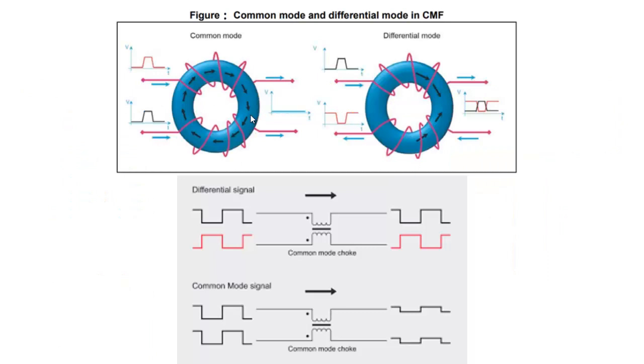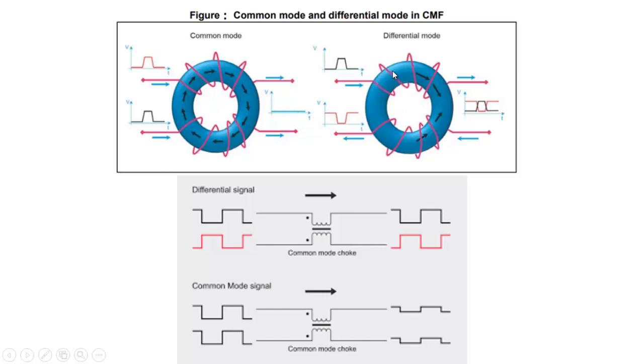For the common mode choke, now we will study the effect of two types of signal or two types of noise: common mode noise and differential mode noise. This one is the common mode coil or common mode choke. These signals are in the same shape. When they pass through the common mode choke or common mode coil, they cancel each other. So in the output there is no noise.